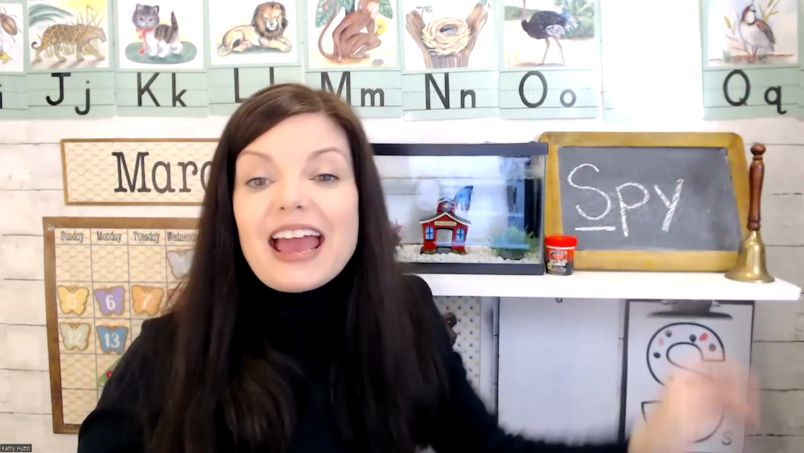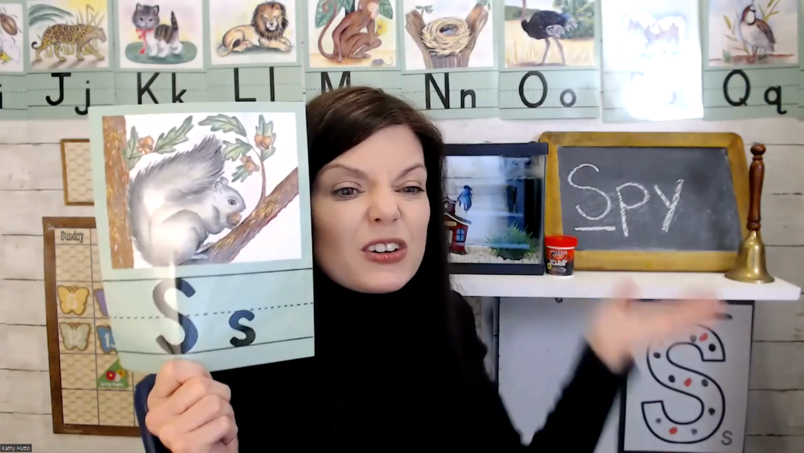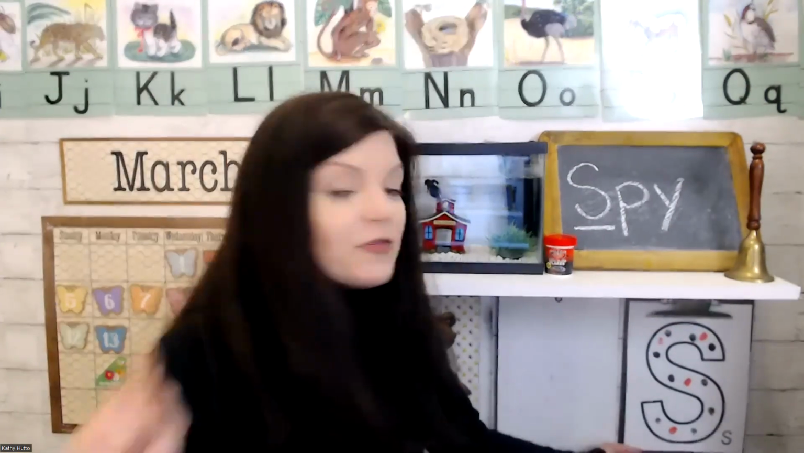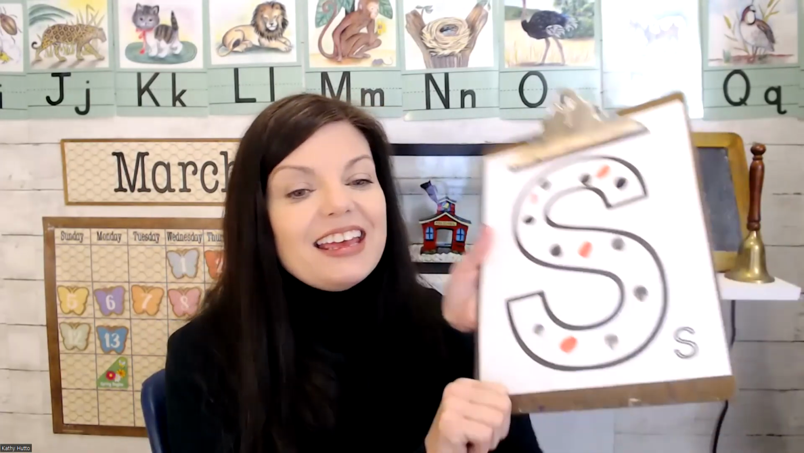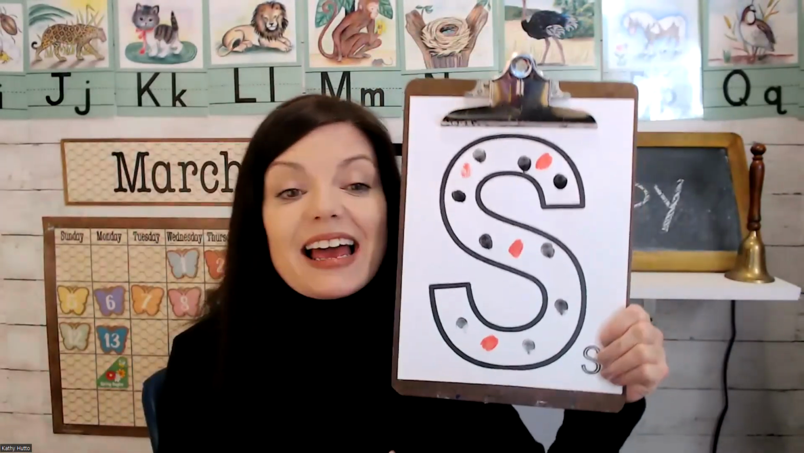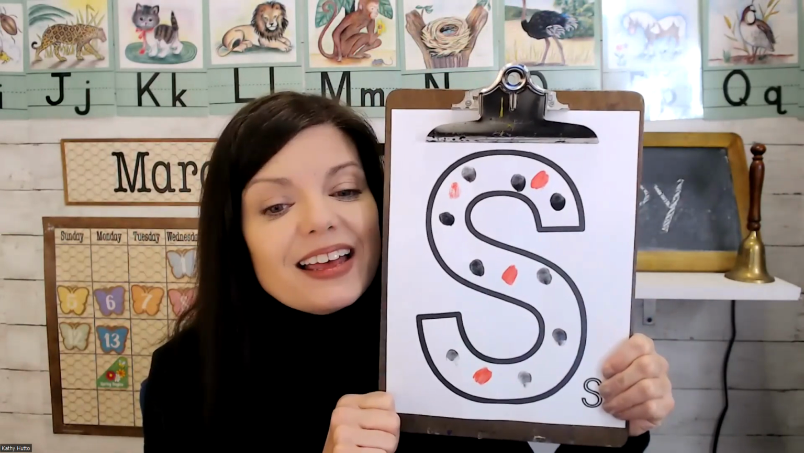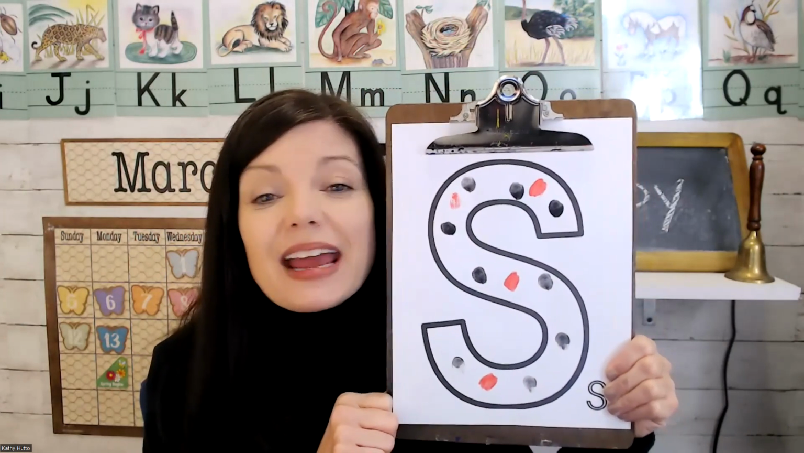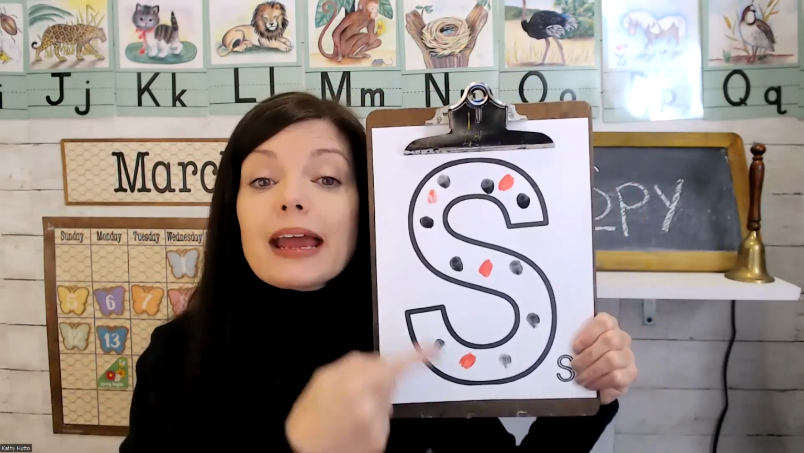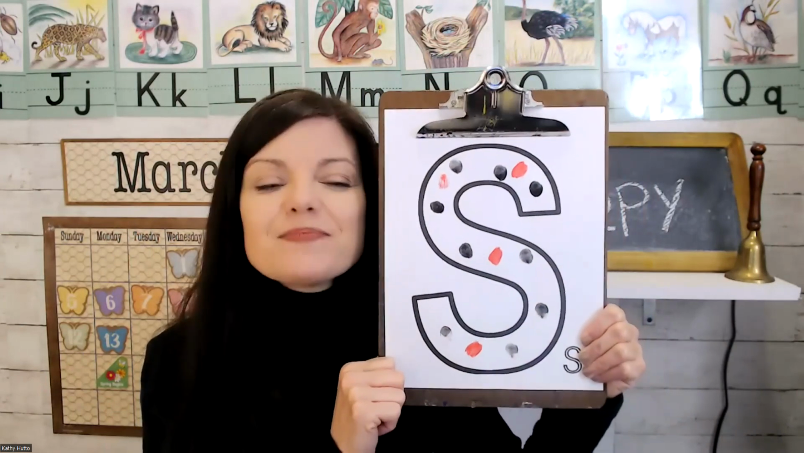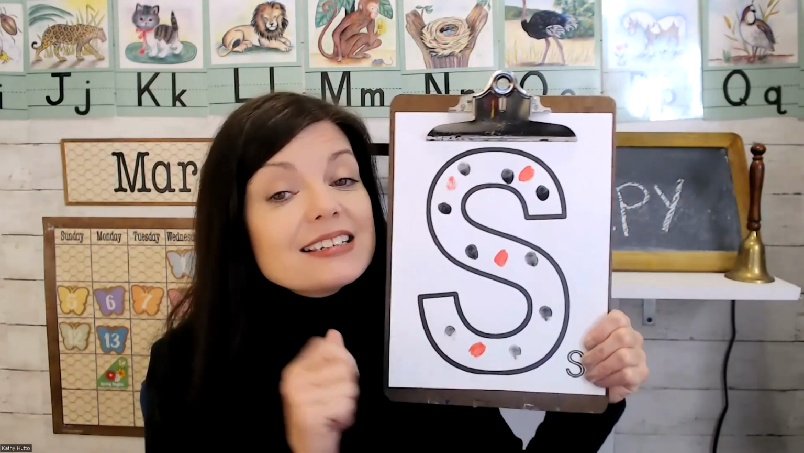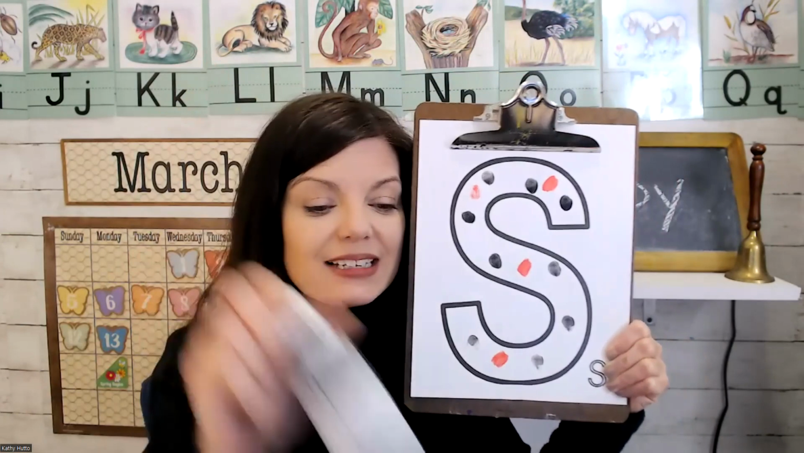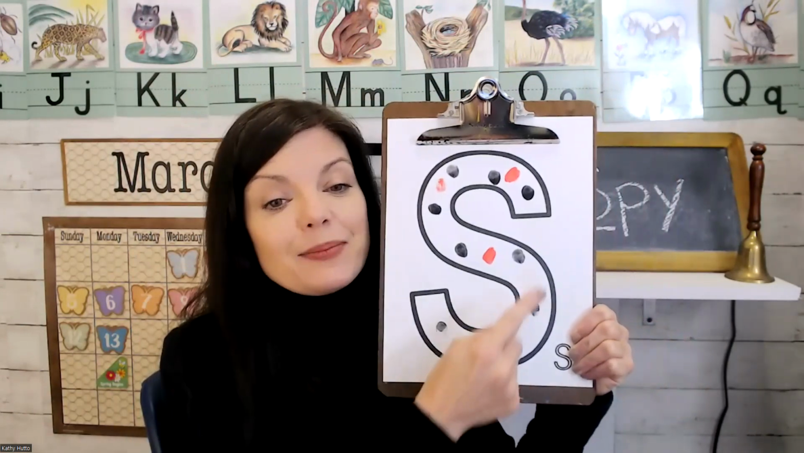Because our letter of the day is the letter S. S is for spy. So to decorate the letter S, today we put fingerprints on there. If your name has letter S, stand up. Yay, good job. Well, I used just some paint and my finger, and I made fingerprints that way.